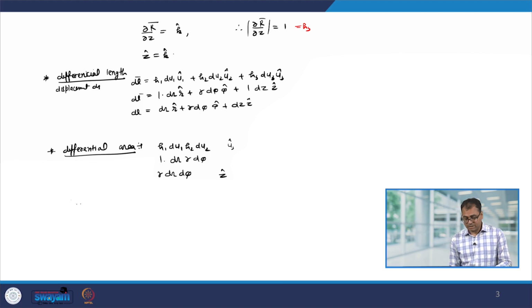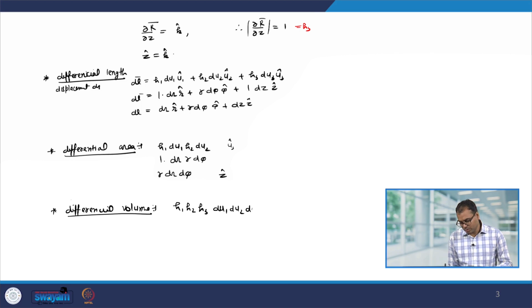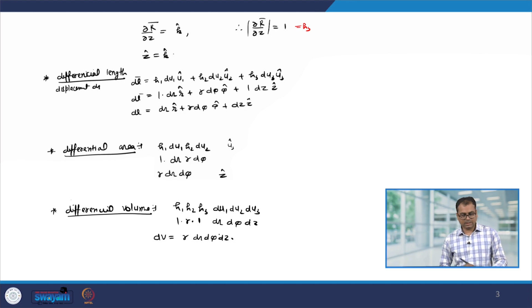Okay. Now the differential volume in cylindrical coordinate system is again h1 h2 h3 du1 du2 du3, and the value of h1 h2 h3, let us put 1, r, 1, and dr d phi dz. So the volume dv becomes r dr d phi dz.